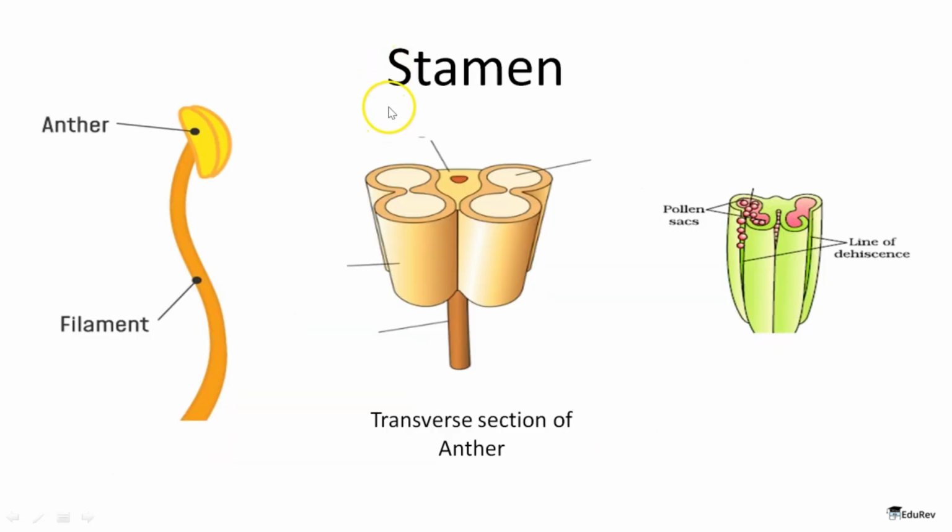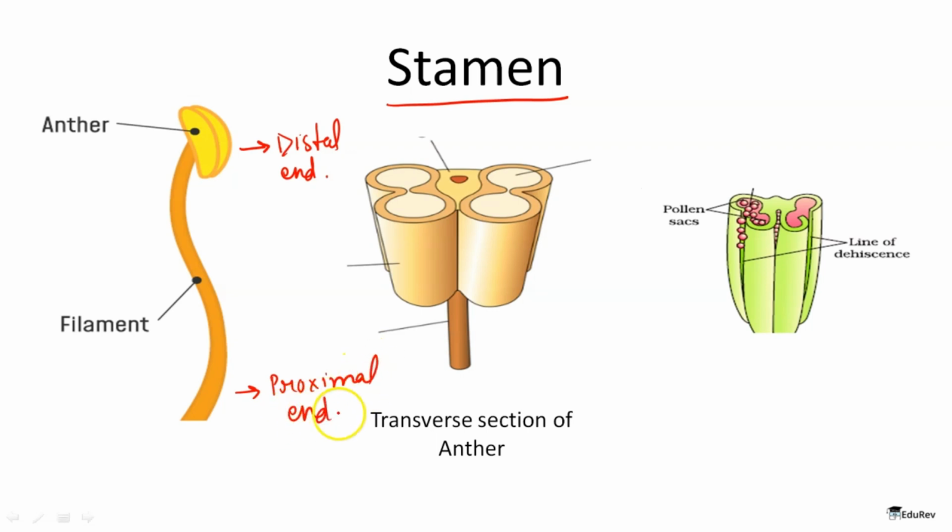Now let's talk about some important structures of a flower. We are going to talk about stamen here, which is the male reproductive system of the flower. As we can see here, this end is known as distal end of a stamen, and this end is known as proximal end. And in the distal end we have anther, which consists of two lobes, right? So typically anther is bilobed. We can also call it bilobed.